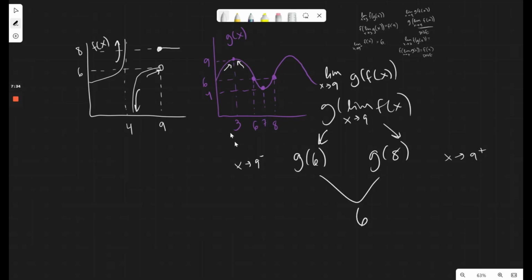So since the left-sided limit and the right-sided limit would produce different things in the internal function, but once you plug them into the external function, they produce the same result. So in this case, the limit does exist, even though our first internal function, this f of x, the limit here at 9, did not exist.